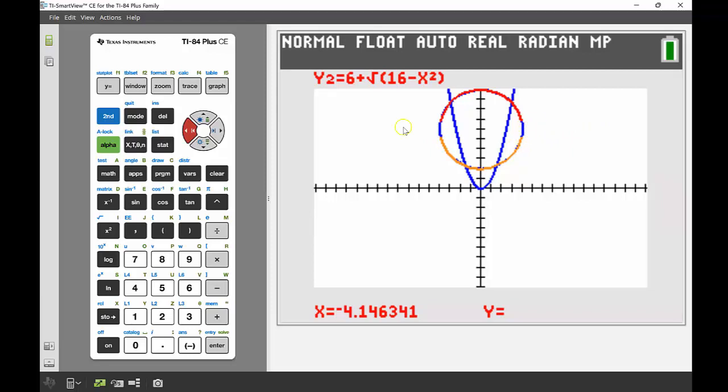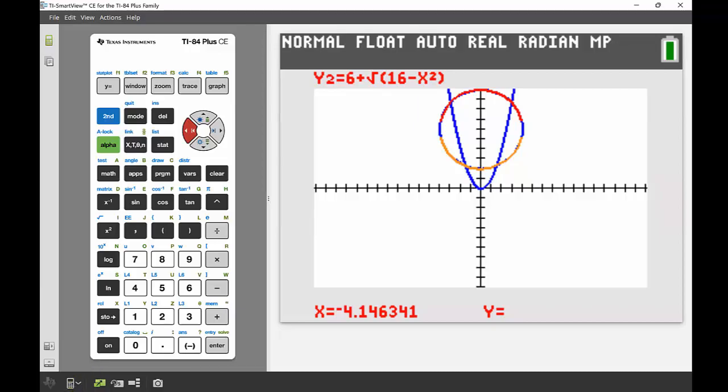Okay, moving on to our, I should have properly answered the question as well. Obviously we have 4 points of intersection.